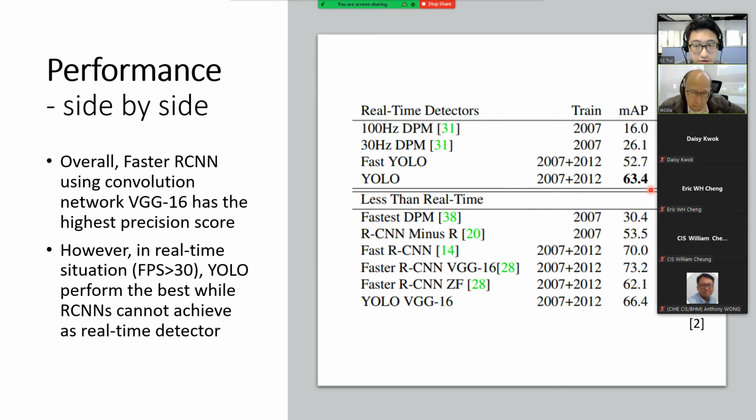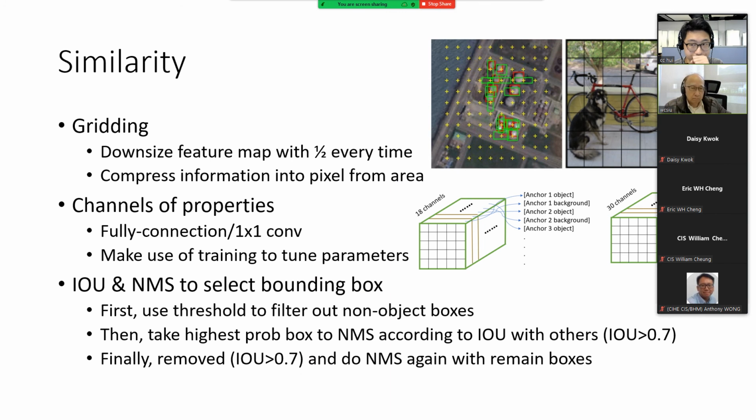While YOLO, you only look once, has a real-time processing speed. And among real-time detectors, YOLO has the highest score. So here are the two major performance differences of these two models: one has higher precision, and one has higher precision in real-time applications. There are also some similarities between these two models, which you can make use of for your future object detection model design.